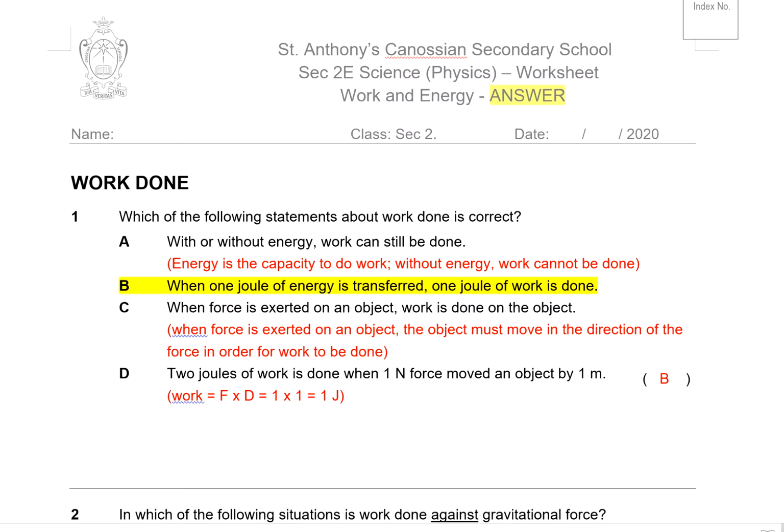Hello everyone, I'm going through the worksheet for work and energy. This is a series of videos and I'm starting with page 1 on work done. Now question 1 requires you to understand what work done is.